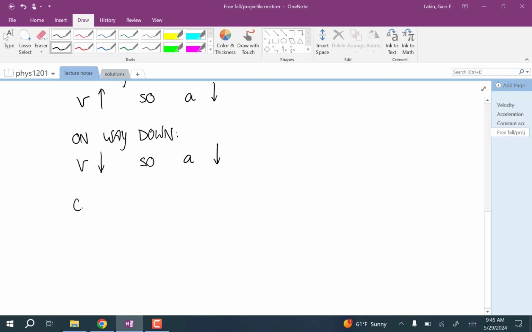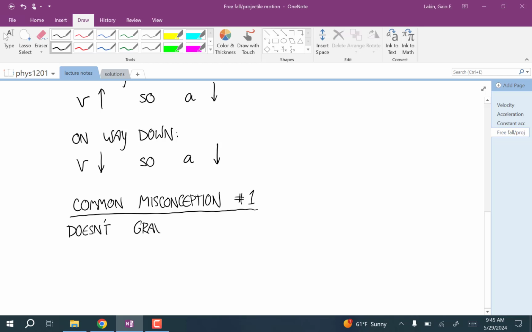So, okay, common misconception number 1. And that is, this is what most people tend to think intuitively. Doesn't gravity make heavier things fall faster?